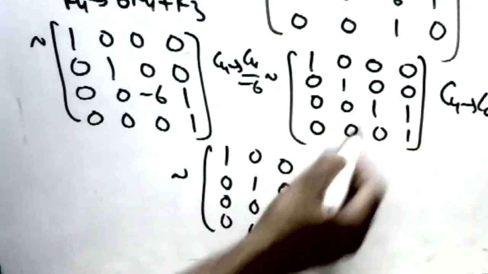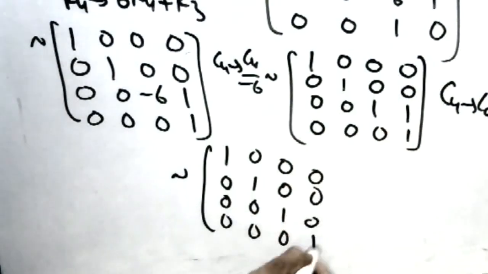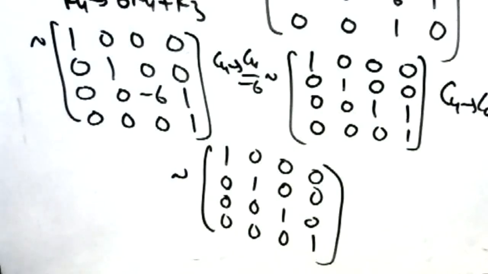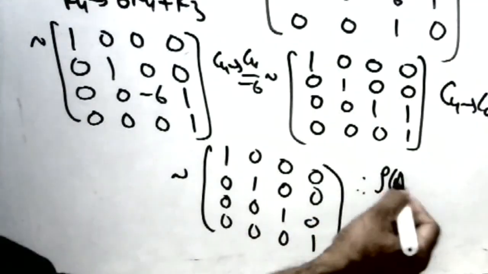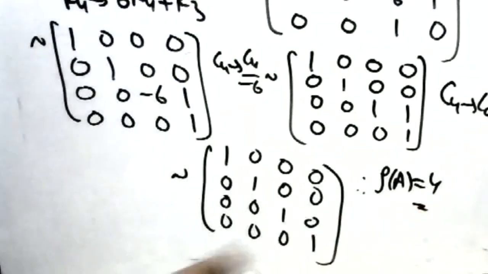Now C3 minus 0, minus 0 will be 0, 0. 1 minus 0, 0 minus 1, 1. So we are left with 4 ones. Therefore, the rank of A will be 4.